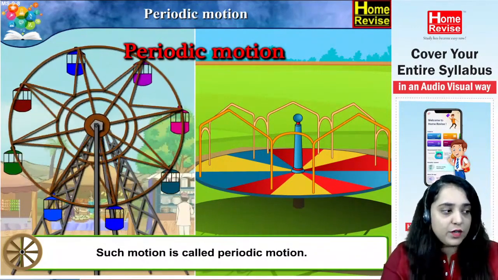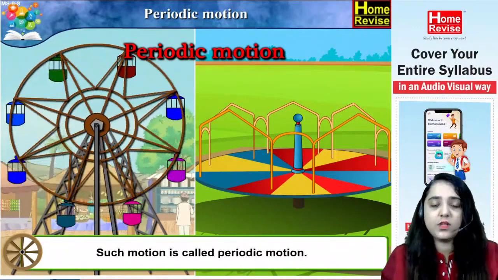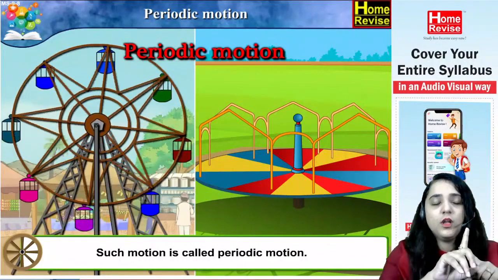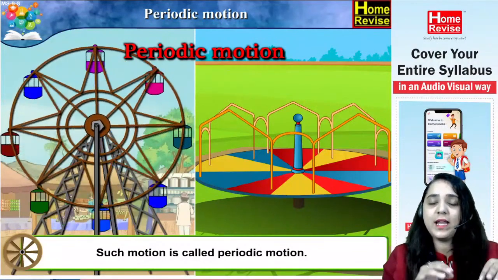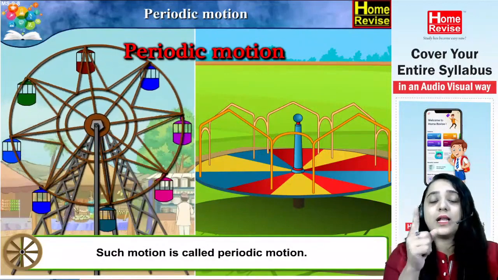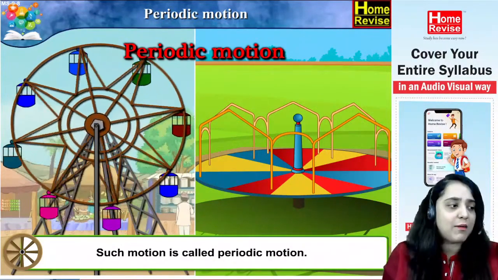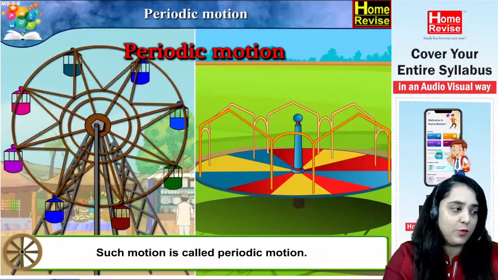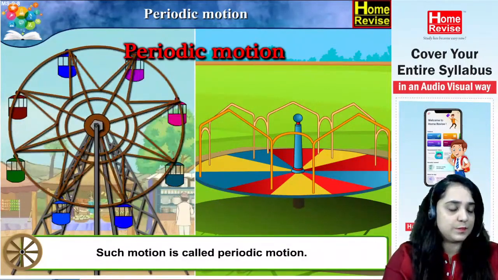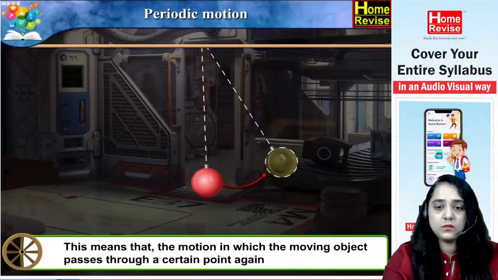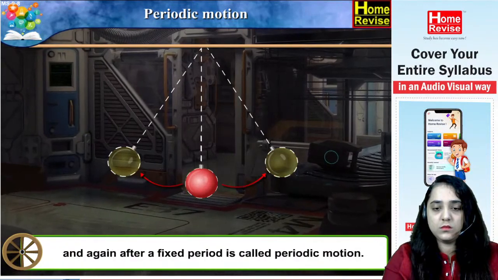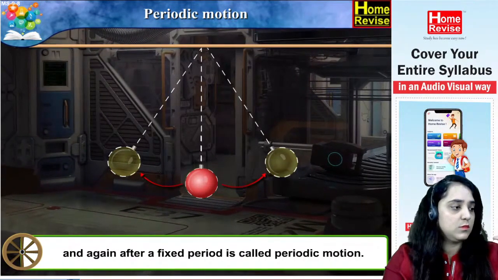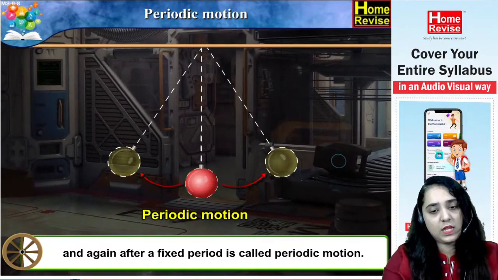Yes, so whenever the same time is taken to complete one full circular motion, or one oscillation, you can conclude that this is a periodic motion, because it takes the same time. Okay? This means that the motion in which the moving object passes through a certain point again and again after a fixed period is called periodic motion.